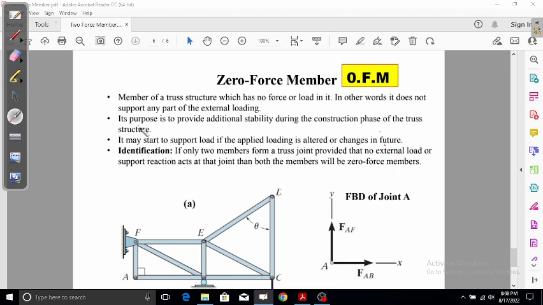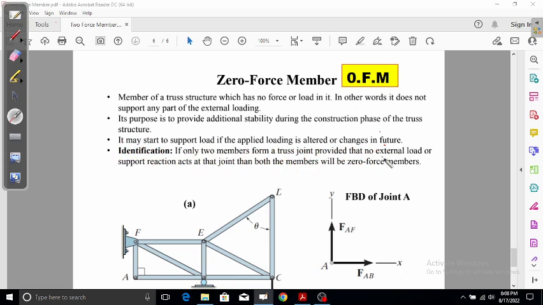What is the purpose of a zero force member? Its purpose is to provide additional stability during the construction phase of the truss structure, so that the structure is more reliable. But it has one very unique purpose: it may start to support loads if the applied loading is altered or changes in the future.